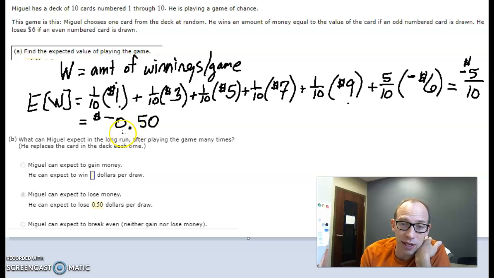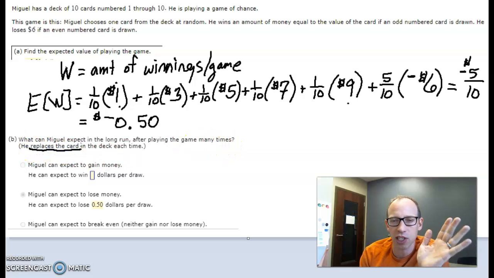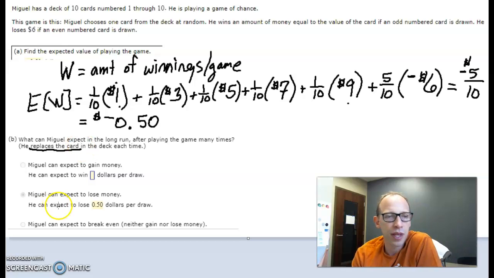It's not a good idea for him to play this game a lot, right? And in fact, that's the answer to the second question. What can he expect to lose after playing the game many times? And it does tell us that each time is a fresh game. It's not like we pull a card and then that one's no longer there. And it says he can expect to lose $0.5.